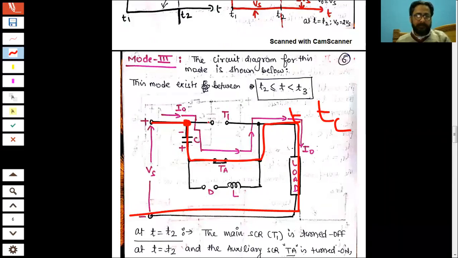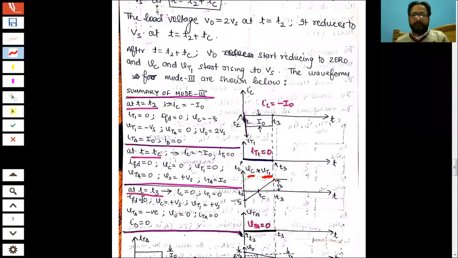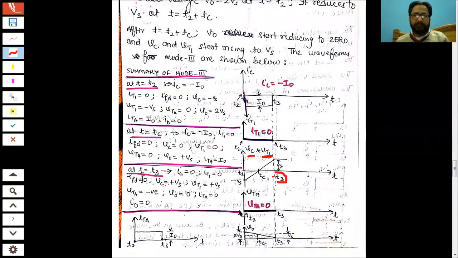So that means this end of the main SCR will come under the effect of positive supply voltage. One thing. So it means that now the main SCR may be turned on if required, right? That may be turned on if required, right? Now the voltage will increase to plus Vs, okay. That means at the end of this particular mode, where t is equal to t3, where this mode ends, the capacitor voltage and the voltage across the main SCR is plus Vs.